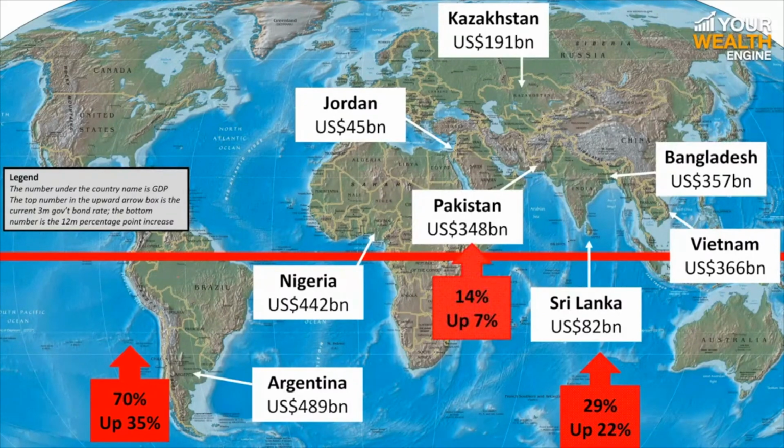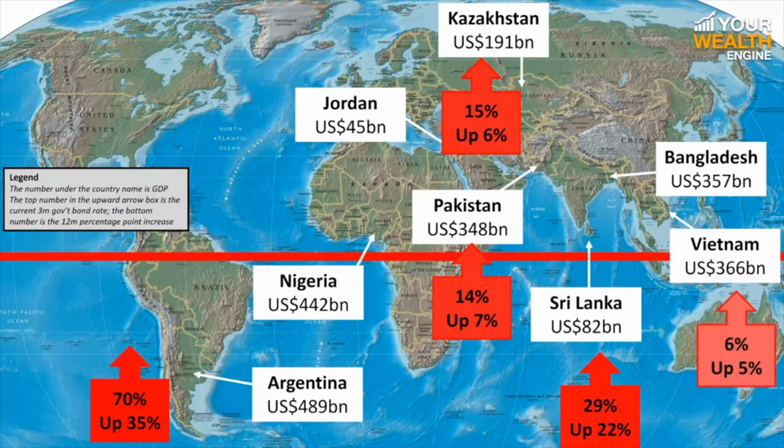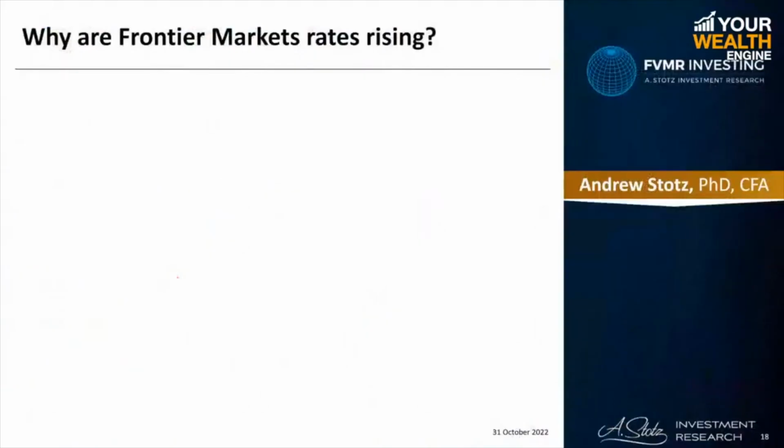And we can see Pakistan's up 14. It's at 14% for the short-term government bond rate, which is up about 7%. Kazakhstan is at 15%, which is up about 6%. And then Vietnam is at about 6%, which is up 5 percentage points, meaning it was at 1. It has increased pretty massively.